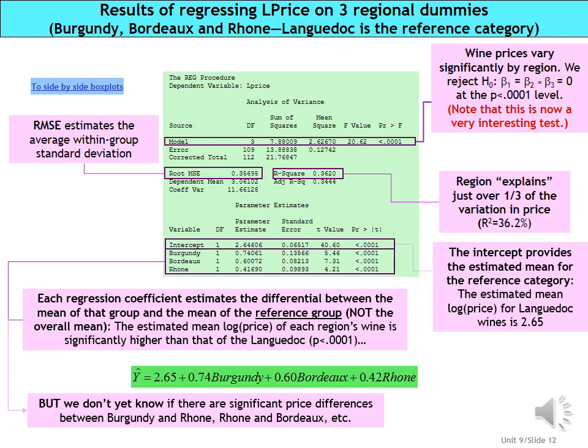So this is the regression equation to predict the prices. 2.65 is the reference point price, and then we add 0.74 for Burgundy, 0.60 for Bordeaux, and 0.42 for the Rhône. That gives us a price for each of the categories.